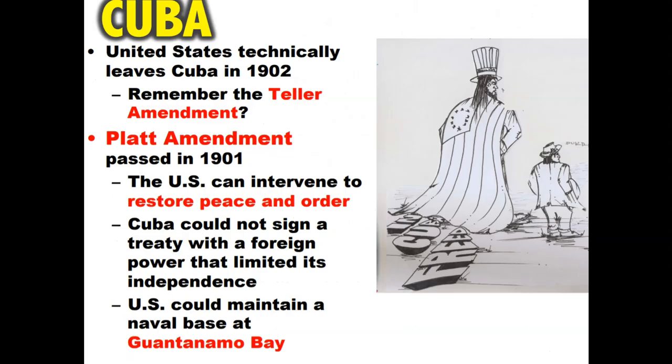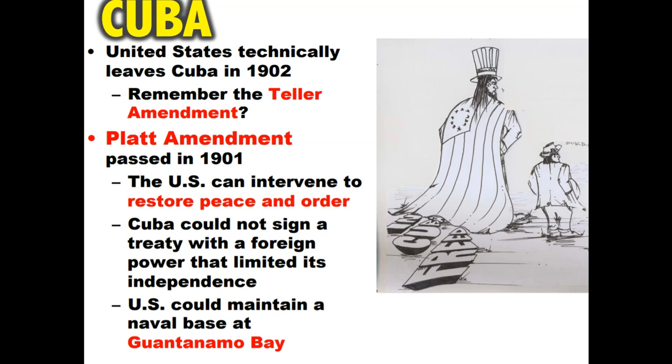Now, Cuba. The United States technically leaves Cuba in 1902. Remember, we talked about the Teller Amendment before? Now, there was another piece of legislation passed, which is known as the Platt Amendment, passed in 1901. The U.S. can intervene to restore peace and order. Remember, the Teller Amendment said the U.S. was not going to do anything. The Cubans could deal with their own problems. But now the US is like, no, that's not the case anymore. Now we can intervene to restore peace and order in Cuba.